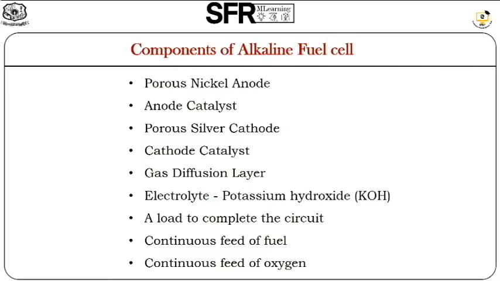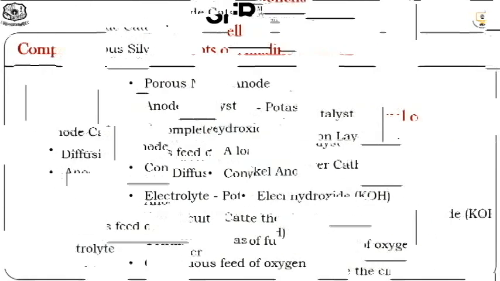Now let us see the components of alkaline fuel cell. The alkaline fuel cell consists of two electrodes, a positive electrode and a negative electrode. The negative electrode is a porous nickel anode and the positive electrode is a porous silver cathode, and it has a gas diffusion layer. The electrolyte used here is potassium hydroxide, and it also has a load to complete the circuit. This alkaline fuel cell should be supplied with a continuous feed of fuel and a feed of oxygen.